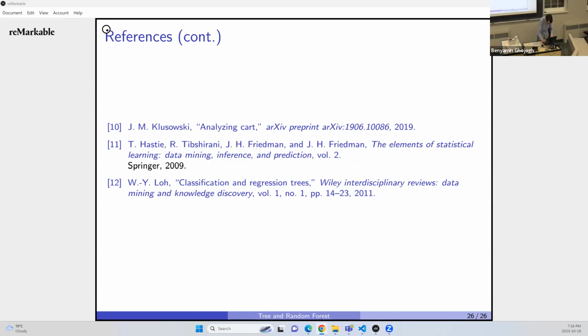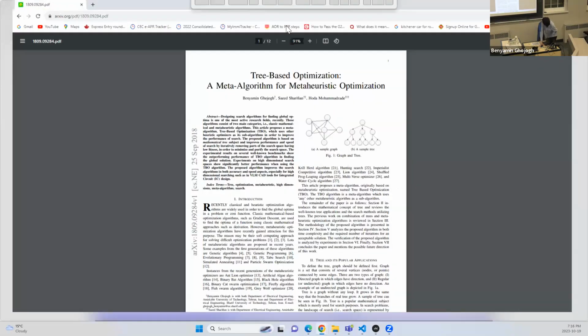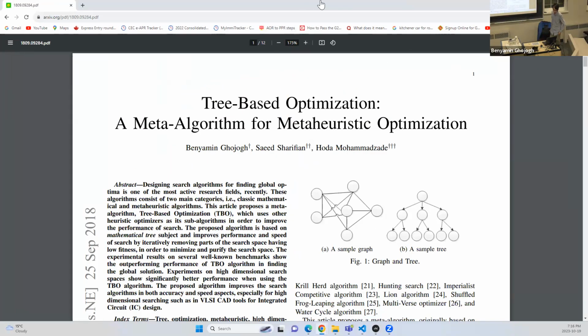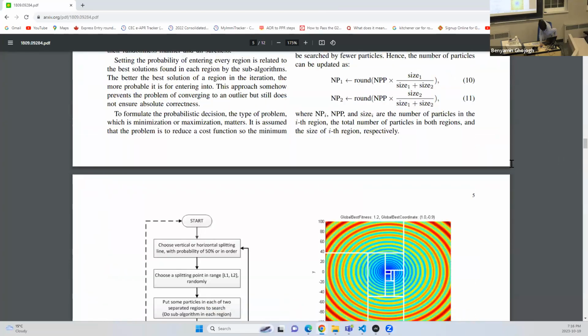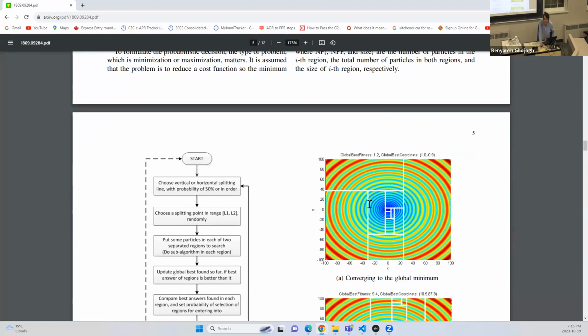And that was called, if you want to see, good times. Tree-based optimization, a meta algorithm for meta-heuristic optimization. It was one of the very first papers of mine, I remember. If you want to see how it works, let me show you. For example, it partitions the space one by one. It's not theoretical, actually. My first papers were not that theoretical, because meta-heuristic optimization is not that theoretical, and it's easier to publish in those areas. That's why I started with those, because I wanted to publish.